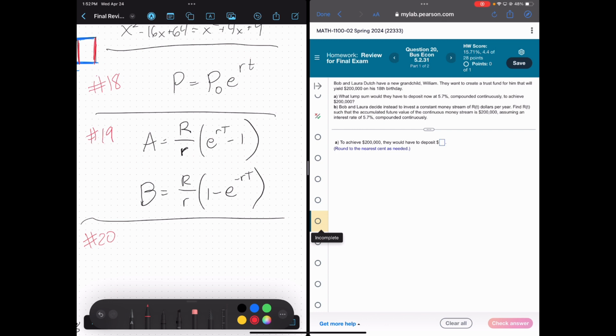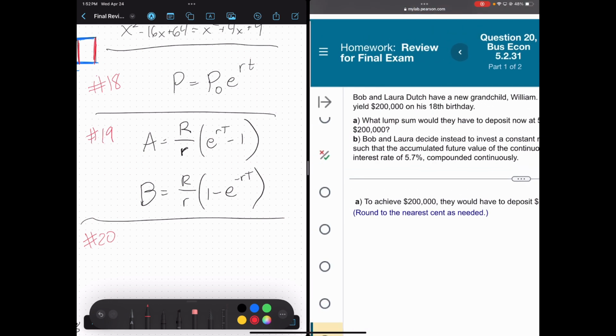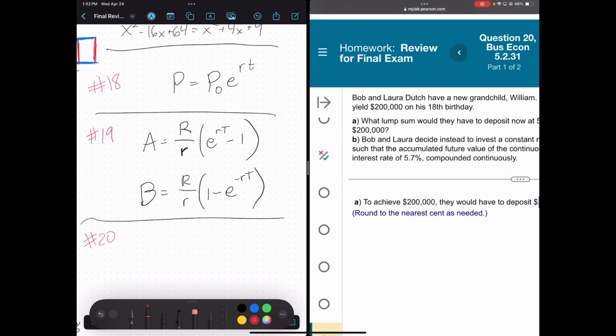What do I already have? What information has been given to us? I haven't even gotten to A or B yet, but what do I have? 18 years. I have time. I have the T value, so I know what my time value is. And what is the 200K? It's the future value. It's what I want to end up with. So I have the future value and I have the time.